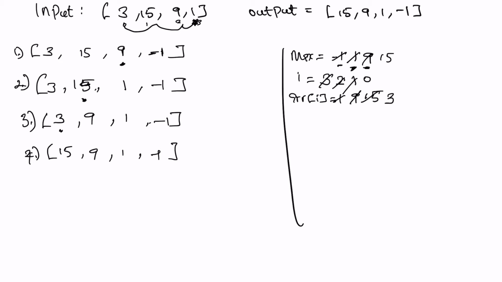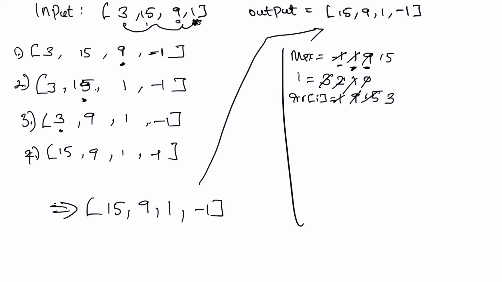We've basically reached the end of the array, because we're at index 0, and anything beyond that is outside the boundary of the array. So we return the output as 15, 9, 1, negative 1, and this matches the expected output.